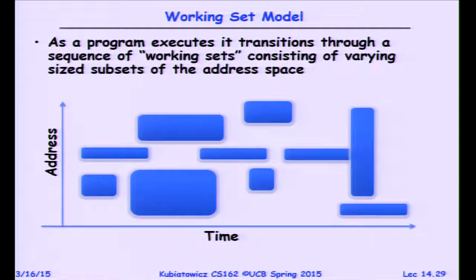Now, when we get into caching, we can start talking about things like the working set model. This one's been around a long time. The idea is as a program executes, it transitions through a sequence of working sets, which are various pieces of the address space. We have address space on the vertical axis, time on the horizontal one. And what you see here is, during this period of time, this chunk of the address space was accessed a lot, this chunk was accessed a lot, and they were accessed over this time period.